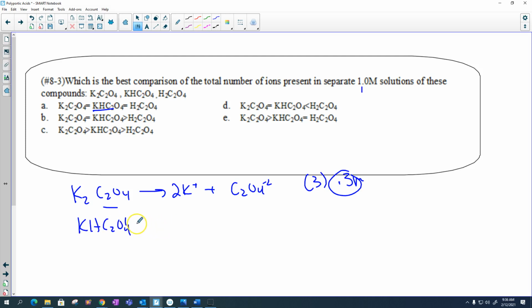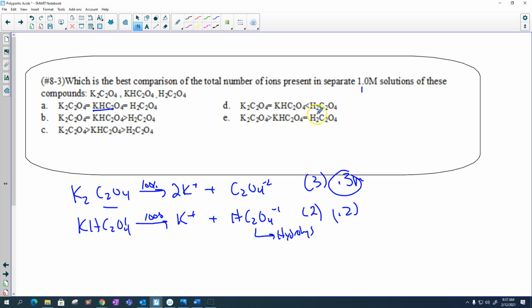Then this one does this. KHC2O4 will dissolve, producing K plus ions and HC2O4 minus 1. This is going to 100% dissolve. 100%. So we're going to get 0.2 things here. This thing can then undergo hydrolysis and get a few more ions, but it's going to have a very small K value, so it's very tiny. But it might produce a little more.